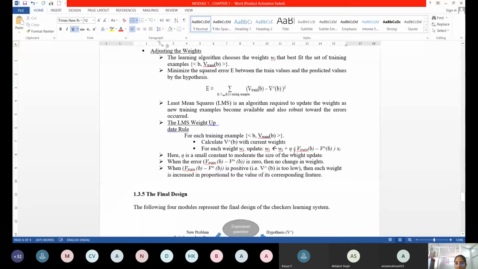But if this is a positive value after the difference, the weight is going to be increased, right? If the difference of V train of B and V cap of B is 0, then there is no update in the weight. But if this is a positive value, definitely your weight is going to be increased. And this value is lower, only then you will get the positive value. Suppose A minus B, where B is very low, so definitely the difference is a positive value, right?